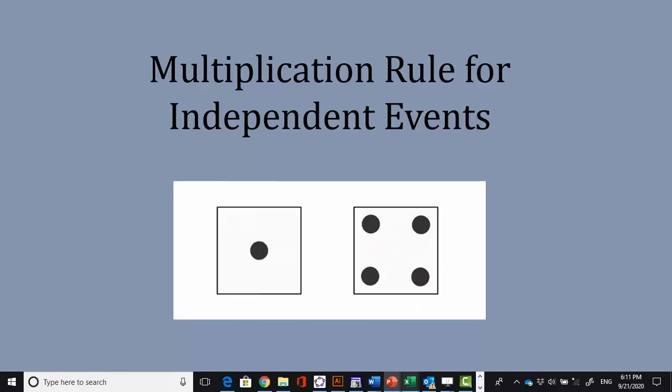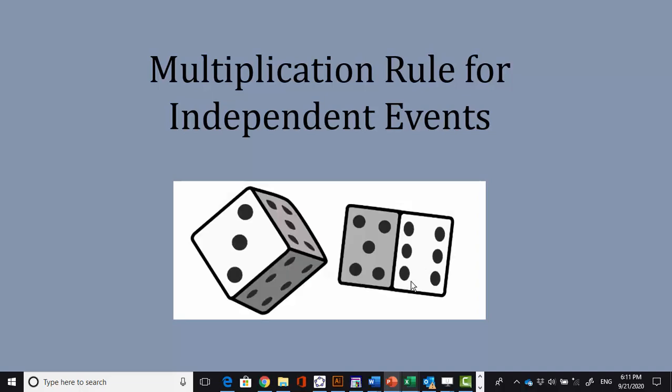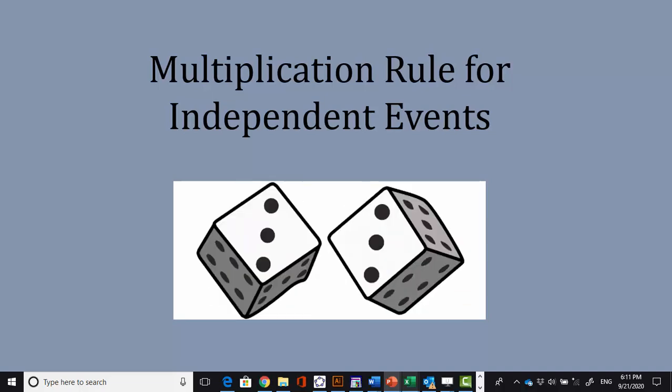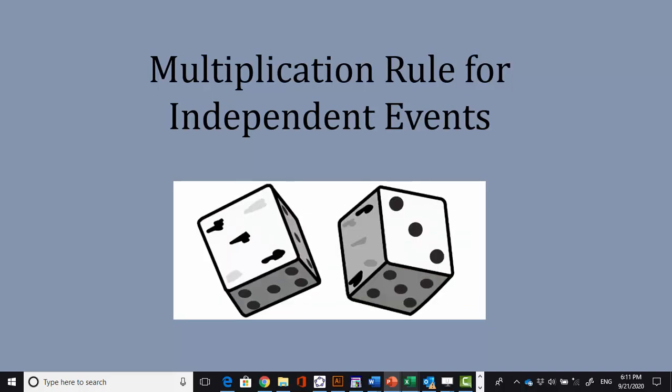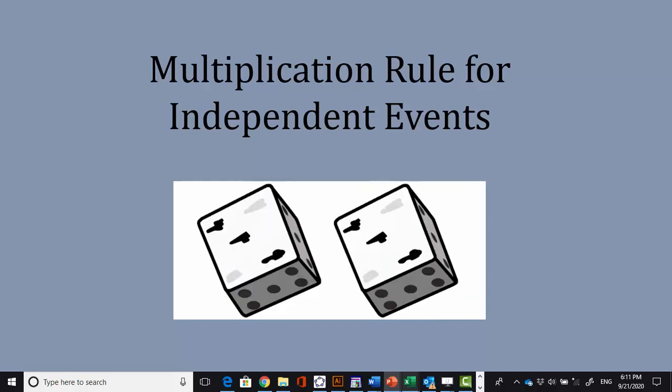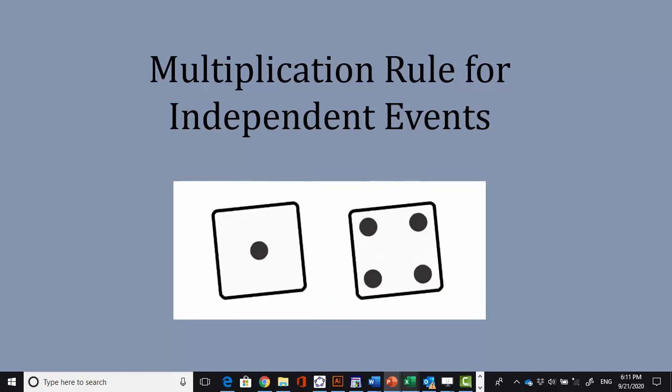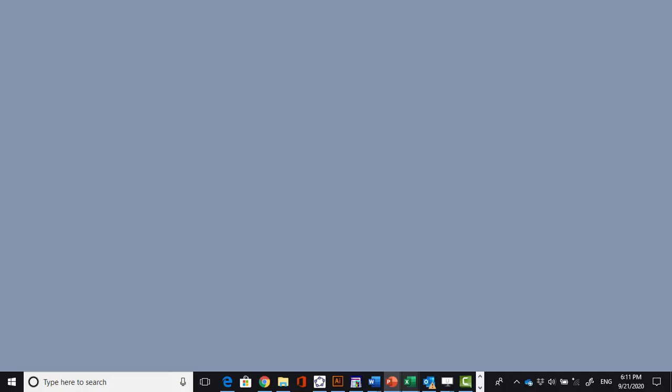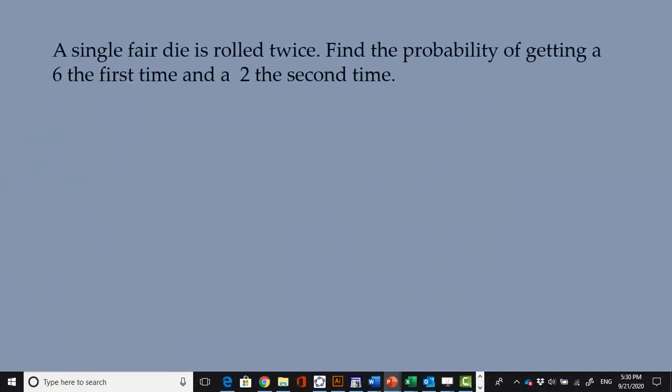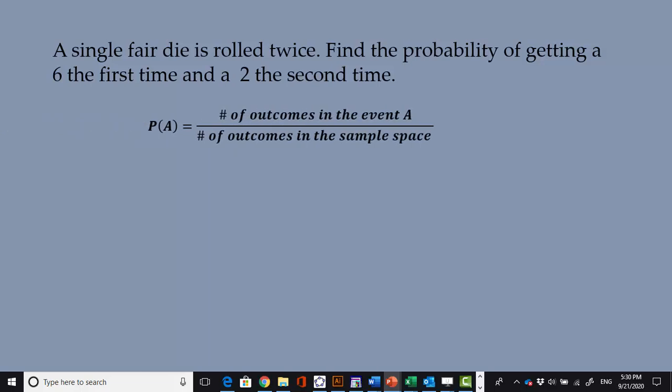In this short video, I'm going to explain how the multiplication rule works and how you can use it to solve probability problems. Hopefully, after watching this video, you can learn to solve similar problems by applying the same rule and logic. Here we go. A single die is rolled twice. We want to find the probability of rolling a 6 the first time and a 2 the second time. We're going to use two different methods to calculate this probability.